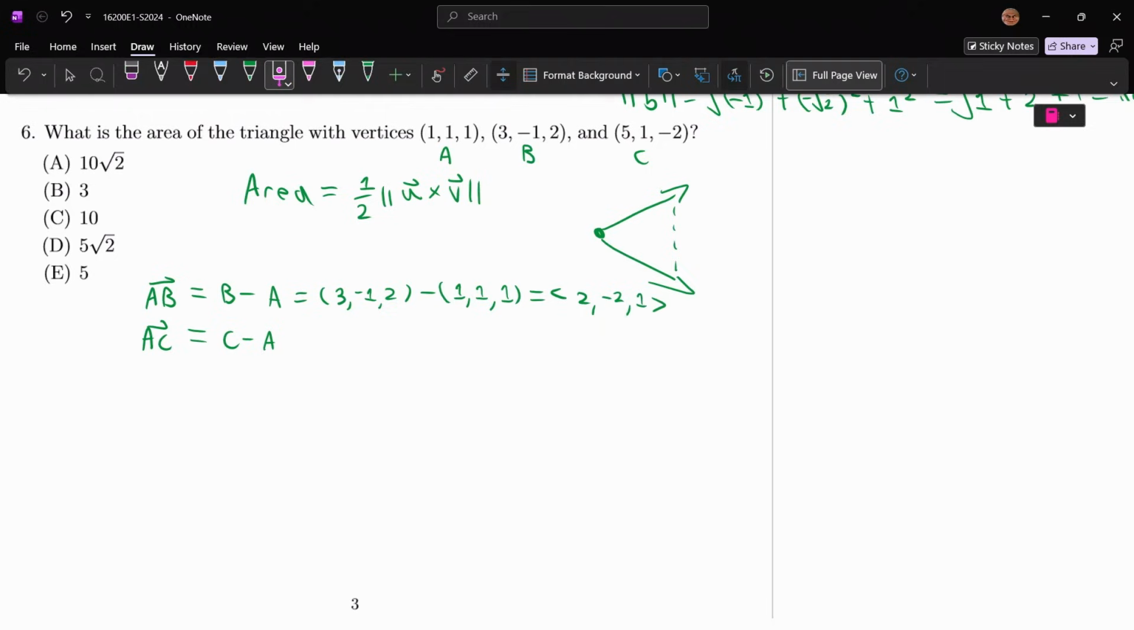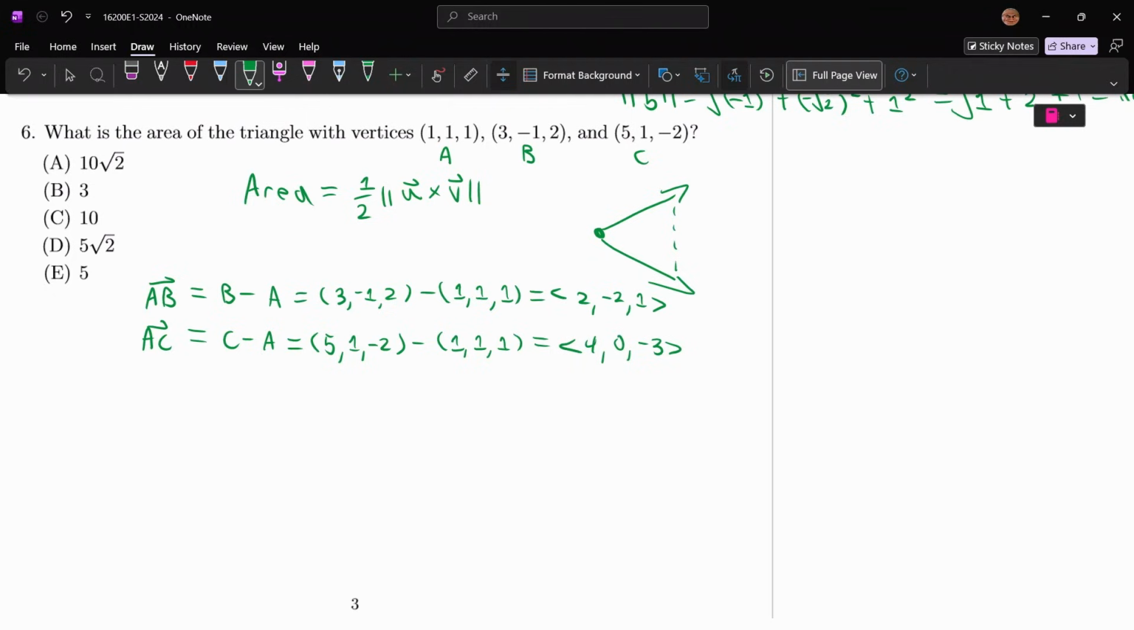All I did here, if you're not sure, is take the difference between each of the corresponding components: 3 minus 1, -1 minus 1, and 2 minus 1, and you end up with this vector. Using that same logic, you do the same thing for the other point. So now it's 5, 1, -2, minus 1, 1, 1, and you should end up with a vector that looks like 4, 0, and -3. Everything here checks out. So these are going to be our new vectors.